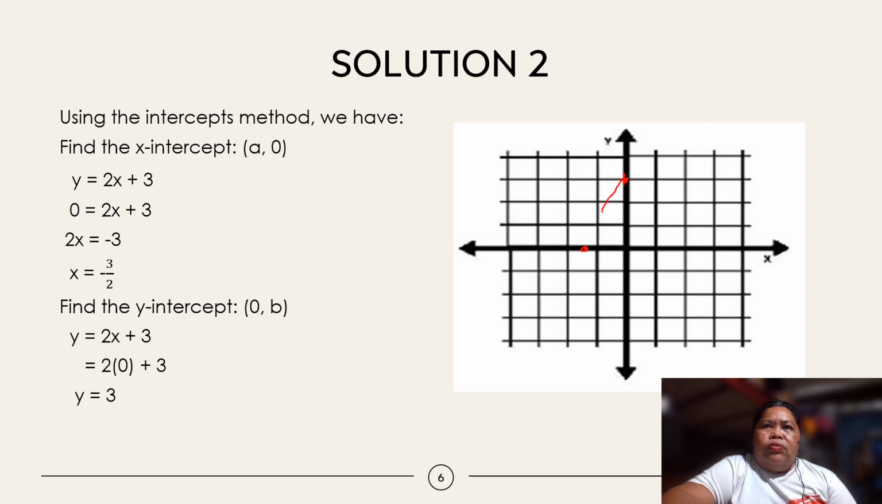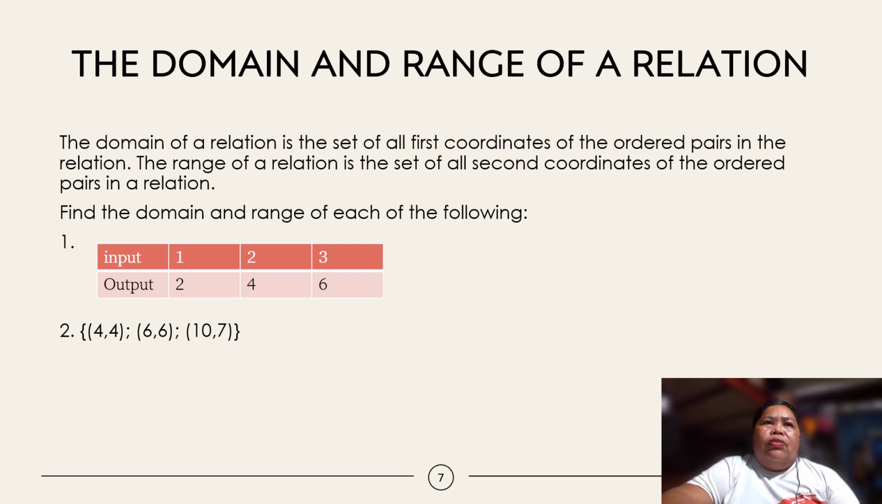So you can choose which is easier for you to graph the linear equation. If you think the intercept method is easier to use in graphing than the slope-intercept form, you can choose this one. That's it.